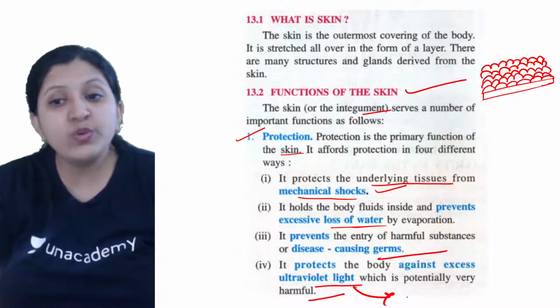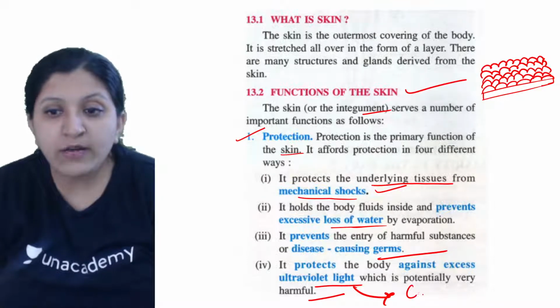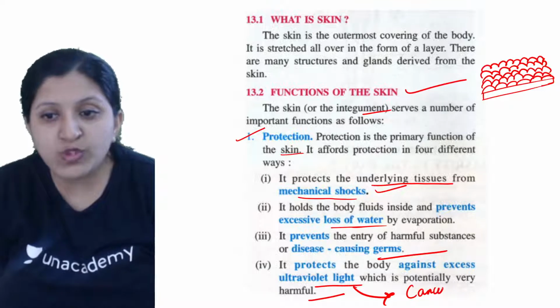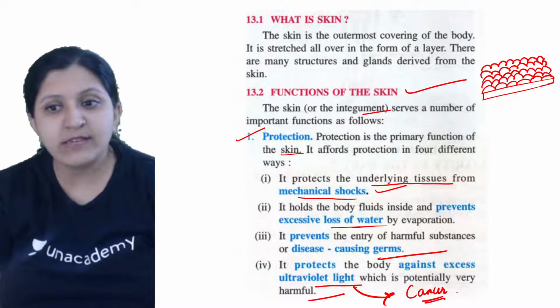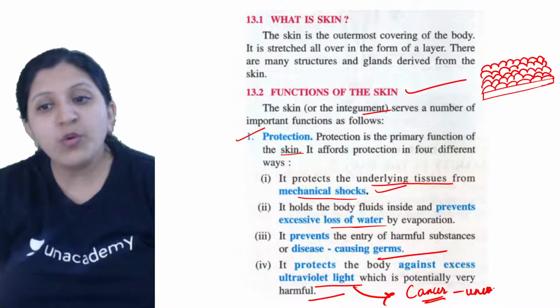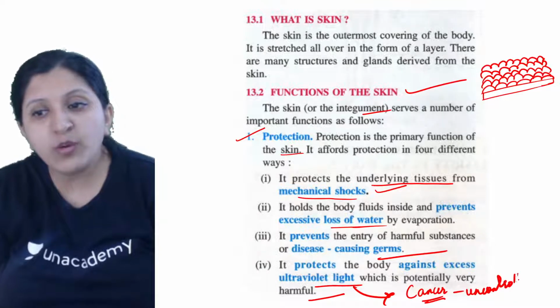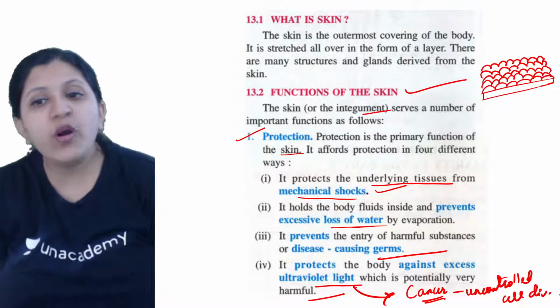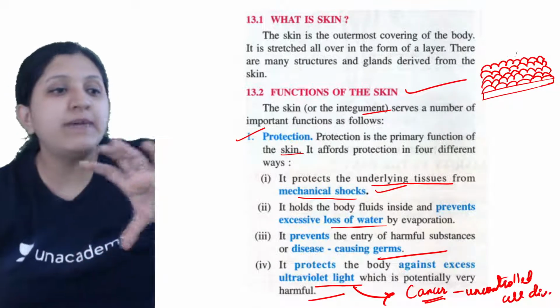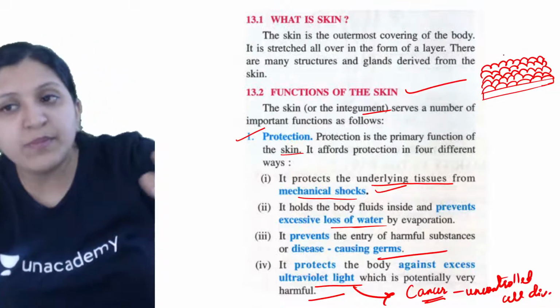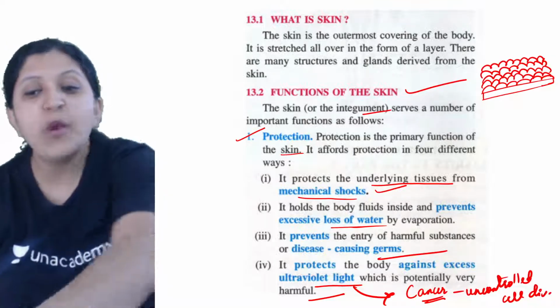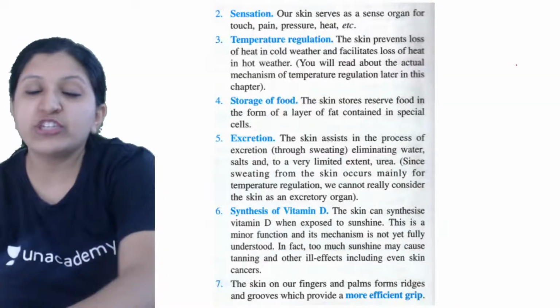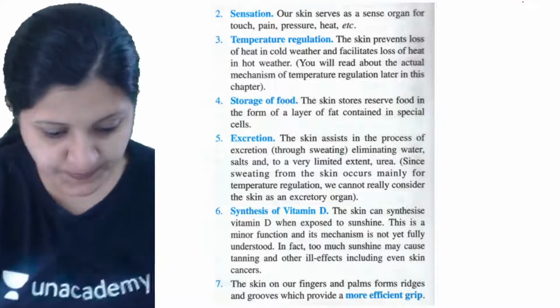So what does it do? If we get exposed too much to ultraviolet light, it can lead to cancer, that is, uncontrolled cell division will start off. In order to avoid that, the multiple layers of epithelial tissue in the skin are there, which provide protection to the underlying tissues.